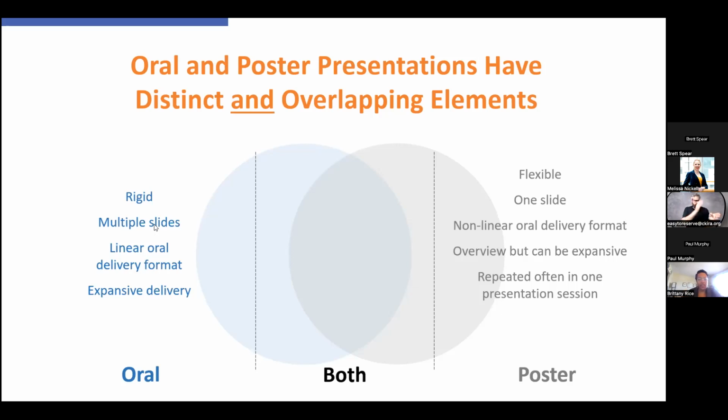Poster presentations, on the other hand, are more flexible and they consist of one slide containing multiple points of information. Although a poster will have an introduction section, a method section, a results section, and also a discussion, all of these components will be shown at once. So it's a nonlinear format, and they can be discussed in a sequential manner or not.